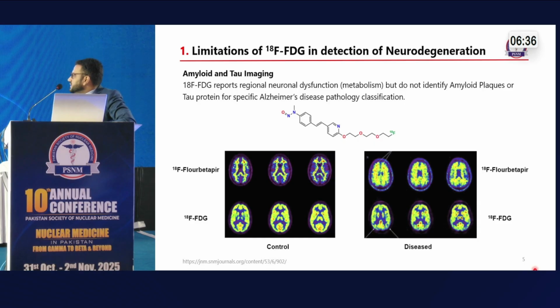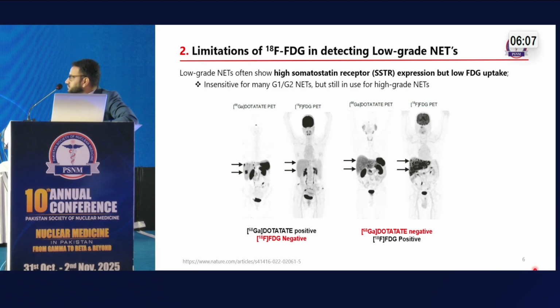But if you see these, it's a direct comparison between FDG and fluorobeta P. And if you see, this is the normal brain, and this is the disease brain, and FDG is almost, there are some distinctions you can point out, but FDG is almost kind of similar in both the situations. But if you compare this radioligand, here this is the normal brain, and here you can see a lot of amyloid plaque can be identified with this radiotracer.